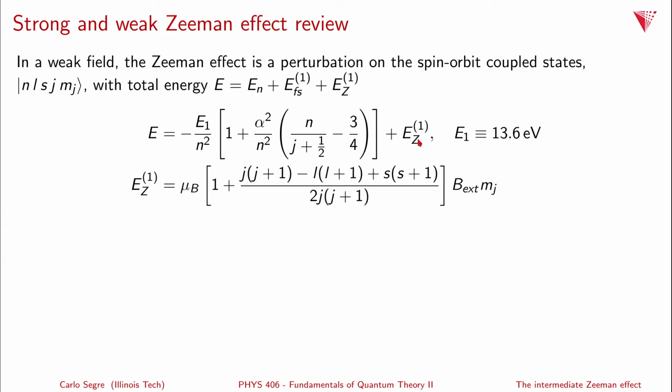E sub z is given by, in this weak field effect, mu sub b times the B external times m sub j, this is the Bohr magneton, of course, times the quantity in the brackets, which is 1 plus j times j plus 1 minus l times l plus 1 plus s times s plus 1 over 2j times j plus 1.